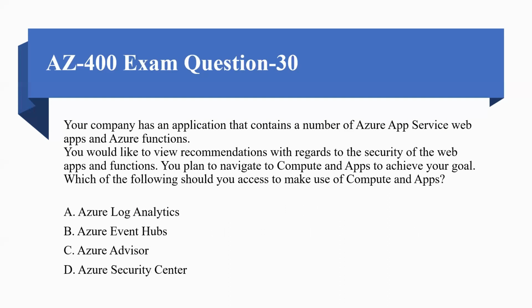Moving to our next question. Your company has an application that contains a number of Azure App Services, web apps, and Azure Functions. You would like to review recommendations with regard to the security of a web app and function. You plan to navigate to Compute and Apps to achieve your goal. Which of the following should you access to make use of Compute and Apps? Option A, Azure Log Analytics. Option B, Azure Event Hub. Option C, Azure Advisor. Option D, Azure Security Center. The correct option is option D, Azure Security Center.